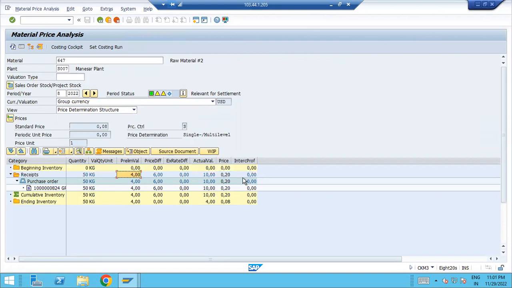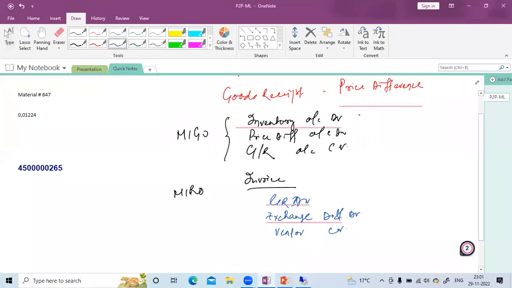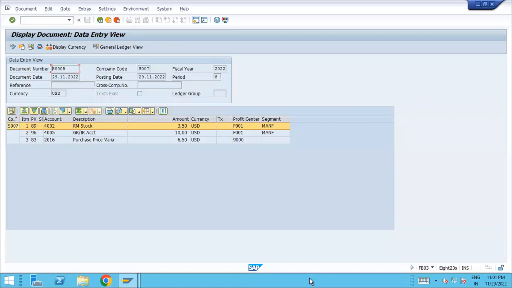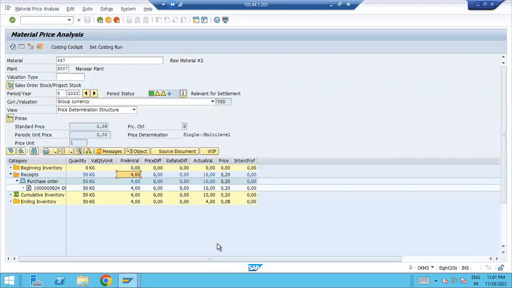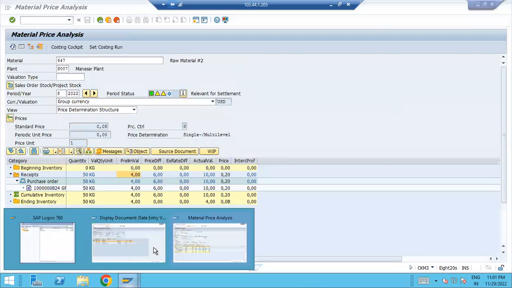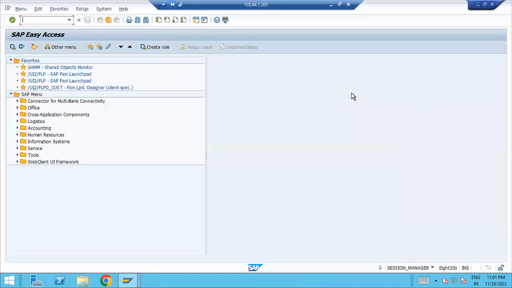Okay, so here the material price is updated, this one. The material price is updated 3.50, that is our raw material stock, right? So this is our 3.50 USD updated. Then as for the purchase order price or the PO price, the material price is updated, GRR price is updated 10. Check once the PO also.